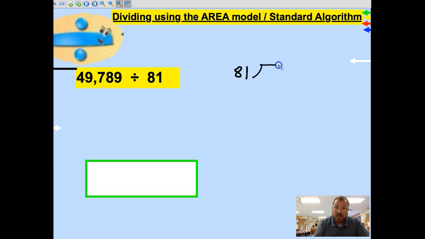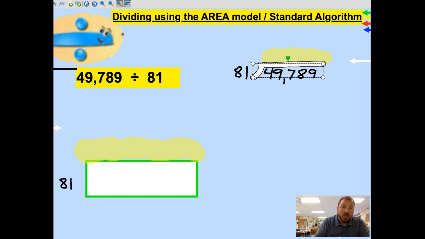81, the divisor, on the outside of the house, and the dividend 49,789 on the inside. I'm also going to write that divisor of 81 over here near my rectangular array for my area model. Above this rectangular array, our answer or our quotient will pop up here, just like our quotient pops up at the top of our division house. Make that a little bit bolder.